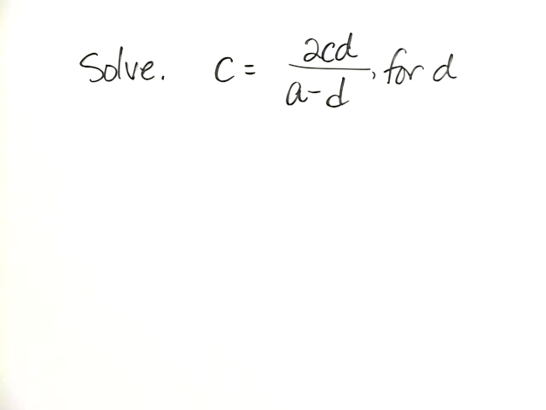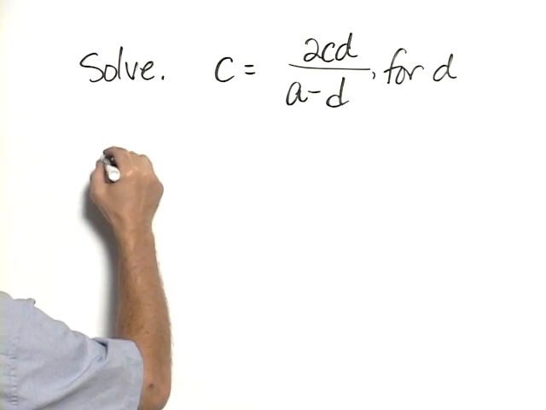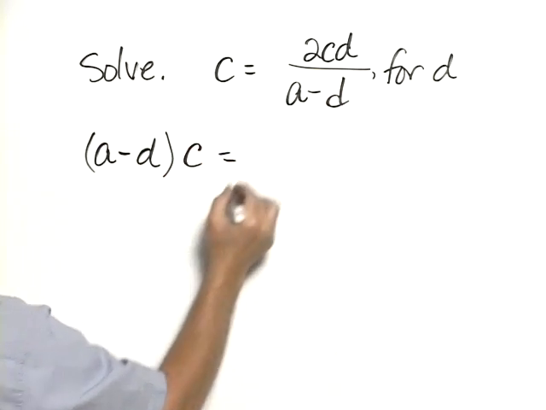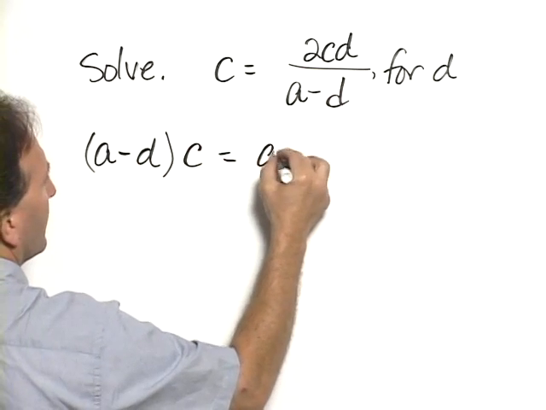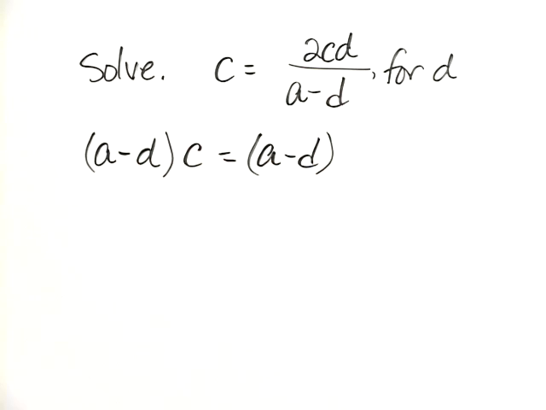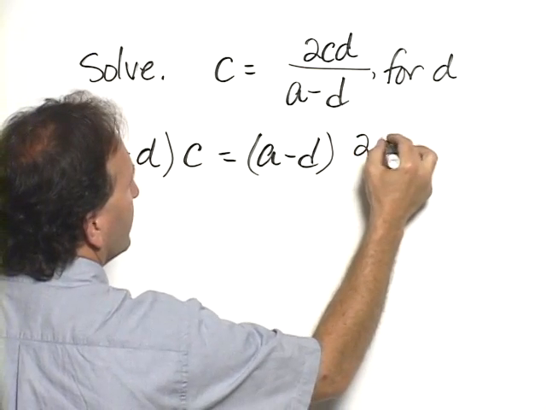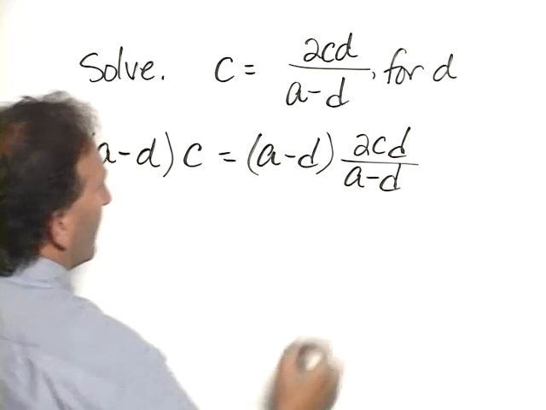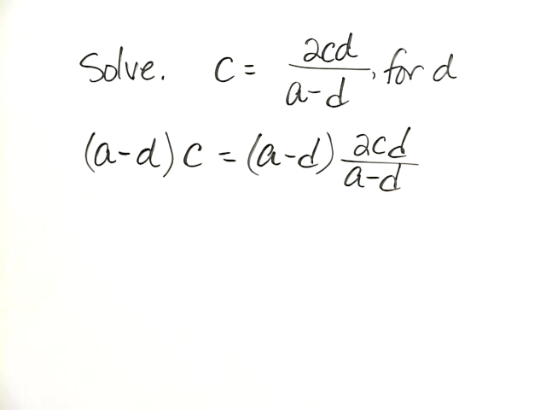Solve c equals 2cd divided by a minus d for d. So we need to isolate d. The first thing we're going to have to do is multiply both sides of this equation by the quantity a minus d. So on the left-hand side, we have a minus d times c, and on the right-hand side, we'd have the quantity a minus d times the fraction 2cd over a minus d.